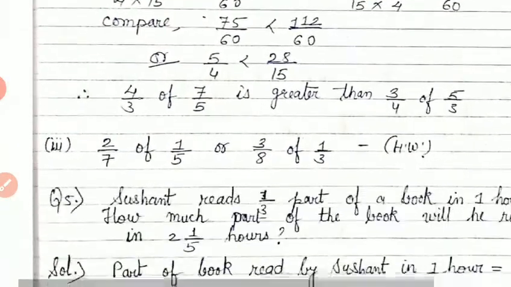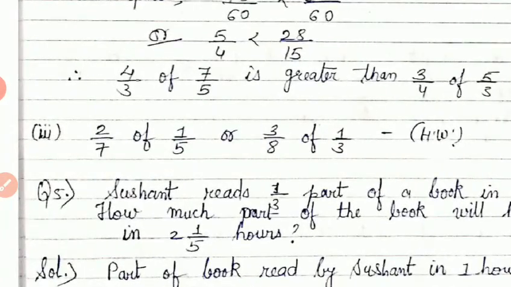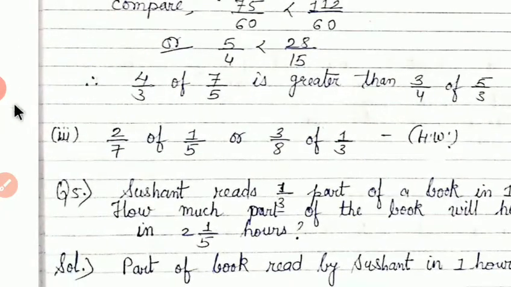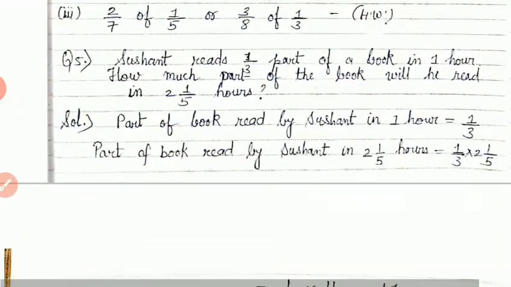Only first you have to make the same denominator. After that you have to compare its numerator. The number having the highest value is greater than the second number. And then question number 3, same as first and second one. First you have to make the same denominator. After that you have to compare its numerator. So it's your homework. Now we will see some word problems.